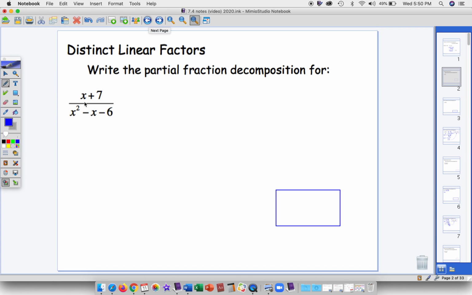So here's our starting point. This is an example where there's going to be different types. This is the type where we have distinct linear factors, right? Distinct meaning different. So step 1 is to factor the denominator. So it's the x minus 3, x plus 2. And then I'm going to separate this into two terms using each of these factors as a denominator.